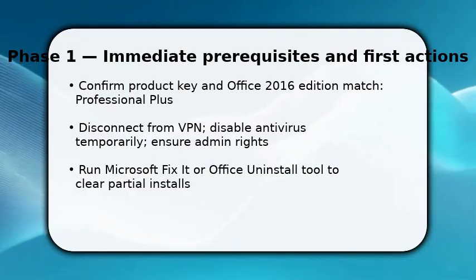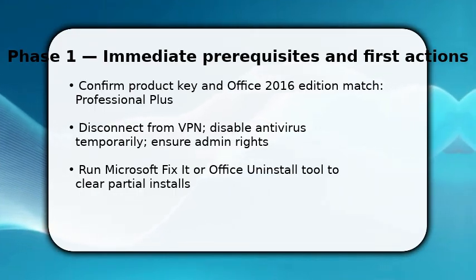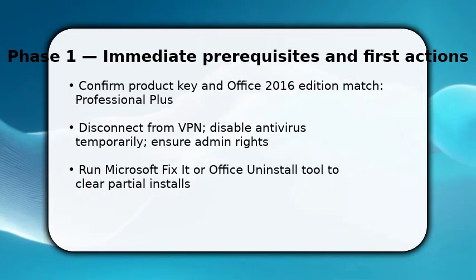You begin by validating prerequisites. Make sure the license matches Office Professional Plus 2016 and you are signed in as an administrator. Once done, disconnect VPN and temporarily disable antivirus because they commonly block setup components. This avoids network or file access conflicts.